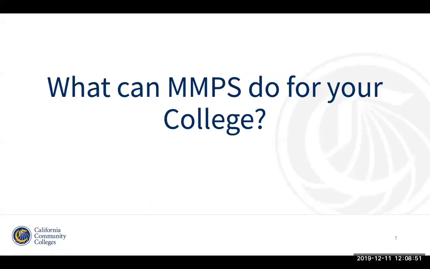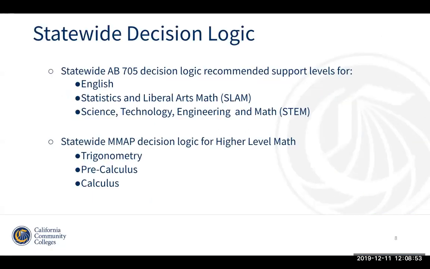What can MMPS do for your college? For colleges, and specifically departments within specific colleges, that have adopted the statewide decision logic, the AB 705, as I stated before, provides a recommended level of support for English, statistics, liberal arts math, as well as the STEM pathway, as well as providing eligibility using the statewide MMAP decision logic for higher level math.